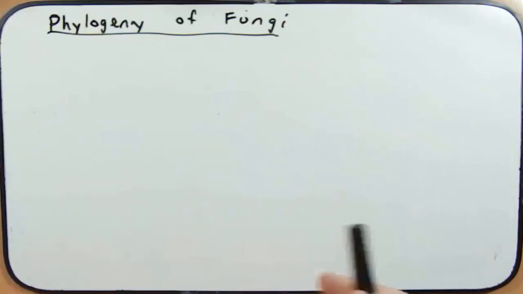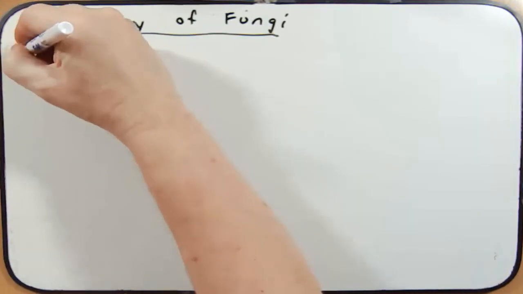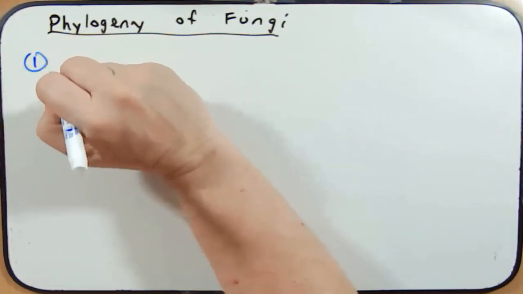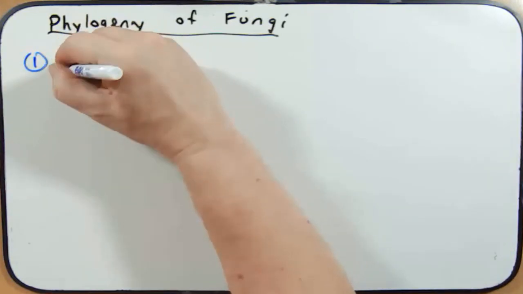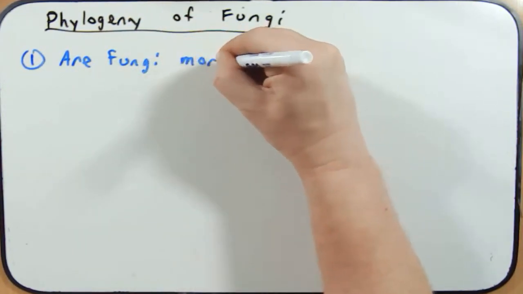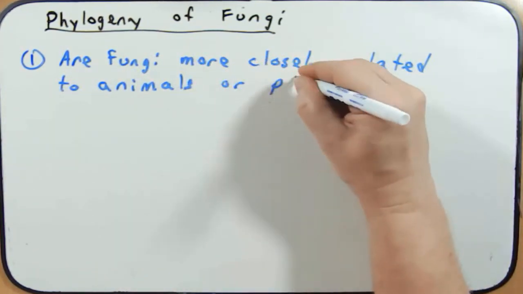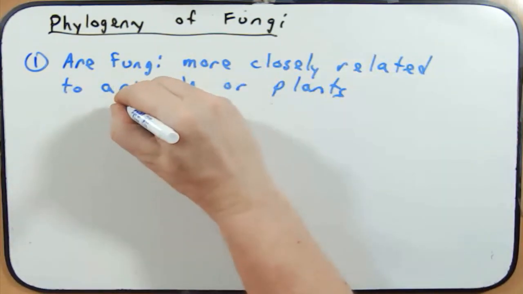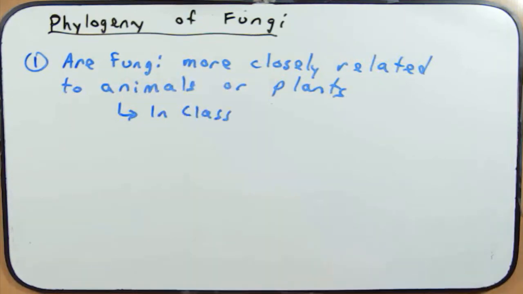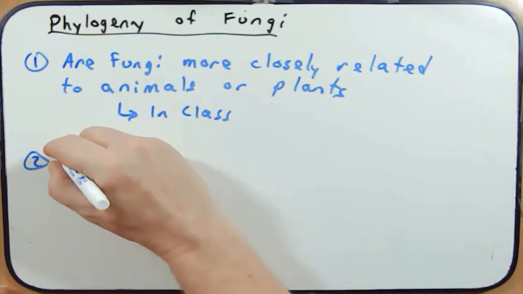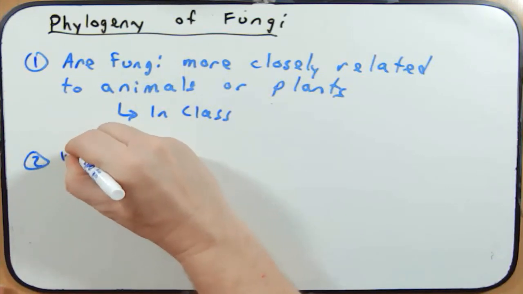All right, now I'd like to spend just a little bit of time talking about the phylogeny of fungi. And there are 2 questions I want to address. The first is, are fungi more closely related to animals or plants? And this one we're going to do in class as it relates to a specific activity I plan to do. And the second question is, which fungal groups are monophyletic?